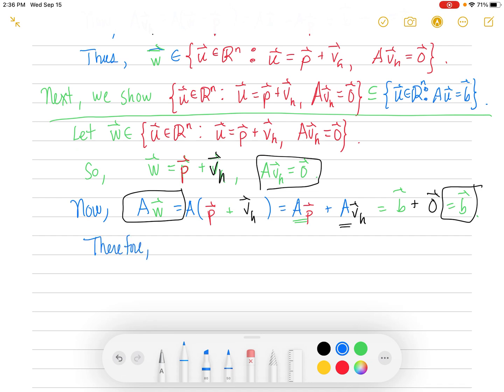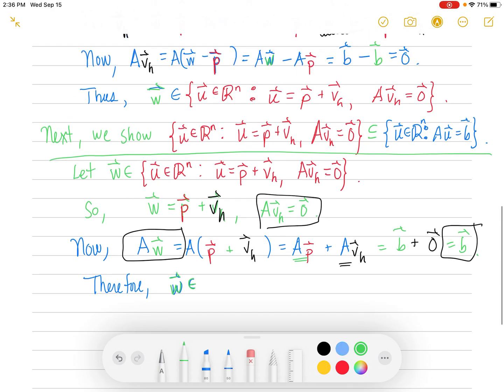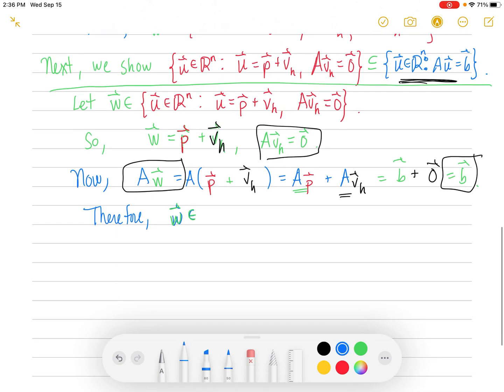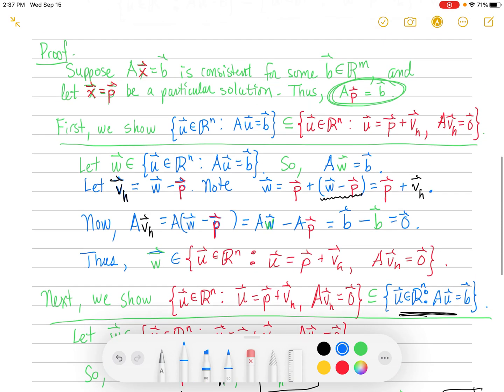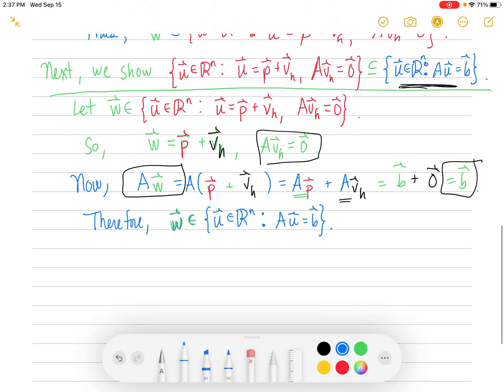Thus, therefore, W, I guess W is green right now, W is an element of this blue set right here. The blue set is all the solutions to the equation AX equals B, so the set of all vectors U in Rn such that AU equals B. And that's it. We have shown that the red set is contained in the blue set. So we showed the blue set is in the red set and the red set is in the blue set.